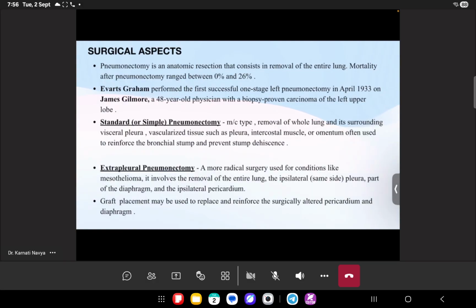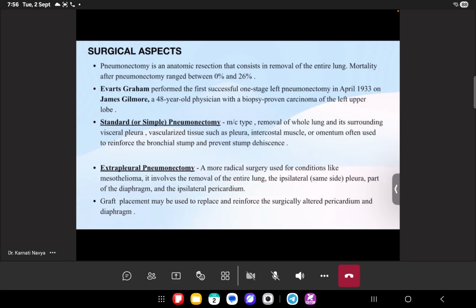Pneumonectomy is an anatomic resection that consists of removal of the entire lung. Mortality after pneumonectomy usually ranges between 0 to 26%. Edwards Graham performed the first successful one-stage left pneumonectomy in April 1933 on James Gilmore, who was a 48-year-old physician with a biopsy-proven carcinoma of the left upper lobe.